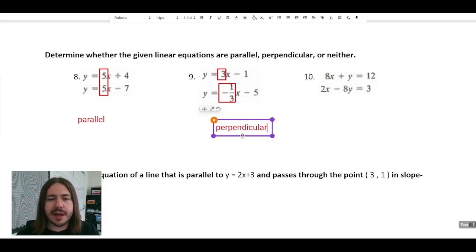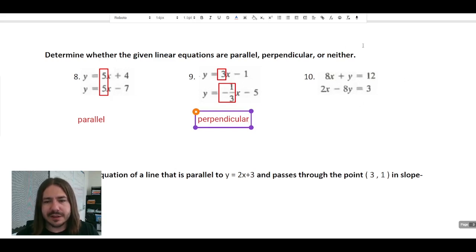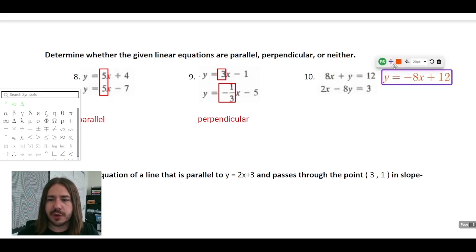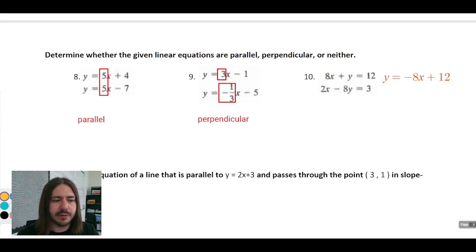Now, number 10 is not going to be as obvious because the slope is not explicitly found in the equation, because both of these equations are in standard form. So what we'll need to do is change both of these to slope-intercept form so we can find the slopes. For this first equation, I could just subtract 8x over and rewrite this as y equals negative 8x plus 12. And so I can see that the slope of this first equation is negative 8. Now we can see that right here.